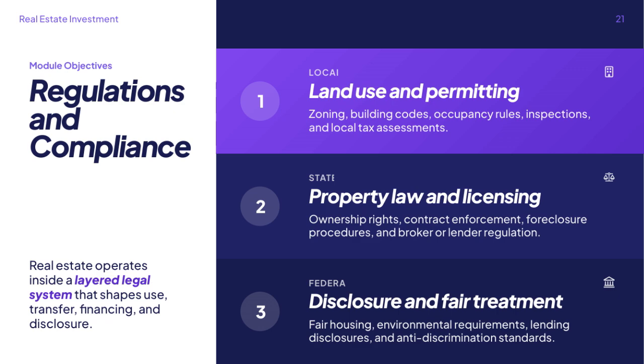At the federal level, regulations focus primarily on disclosure and fair treatment. This includes laws on fair housing to prevent discrimination, environmental requirements to protect our surroundings, lending disclosures to keep buyers informed, and anti-discrimination standards to ensure equal opportunities for all. Understanding these layers is essential for anyone involved in real estate investment or transactions, as compliance with these laws helps protect your interests and promotes a fair, transparent market.